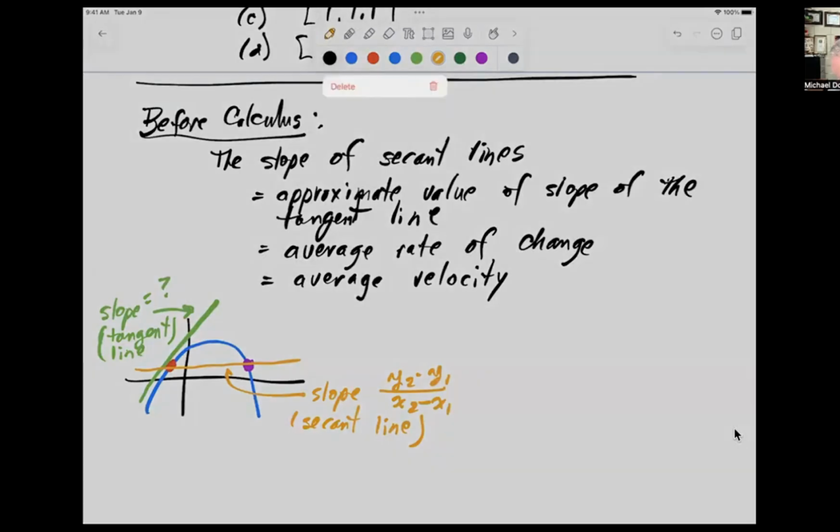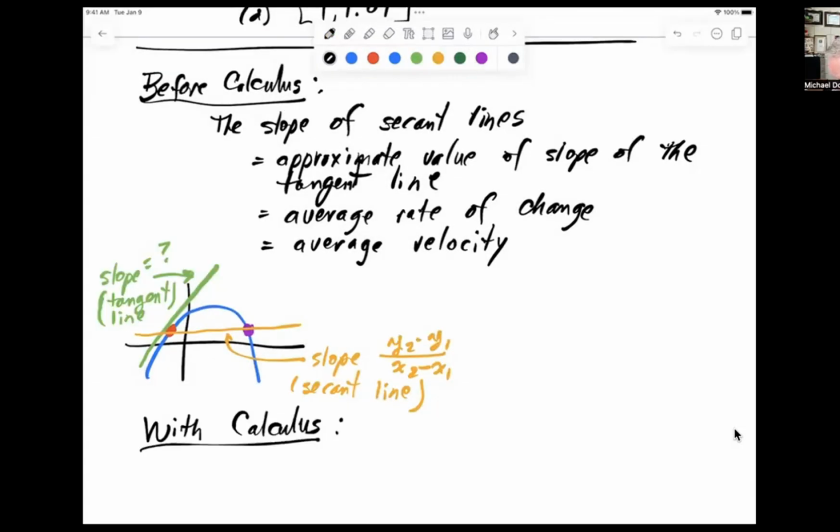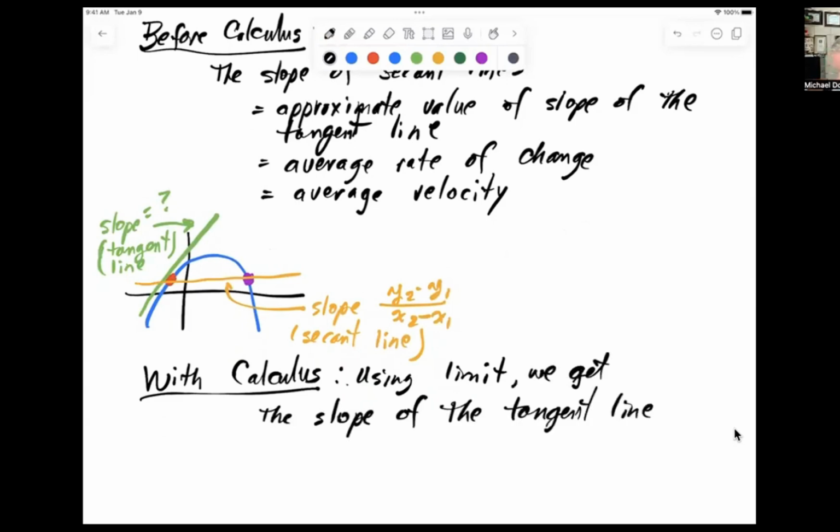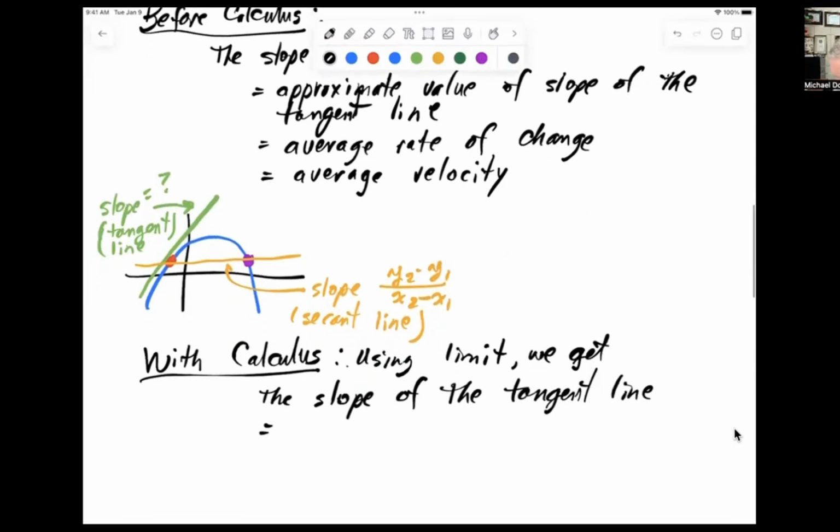After calculus, or with calculus, what do we have? The idea of limits. Using limits, the idea is getting closer and closer as our purple point gets closer and closer to the red one, that's the limit. Using the limit, we can get the slope of the tangent line, and that is expressed as the velocity or the rate of change.